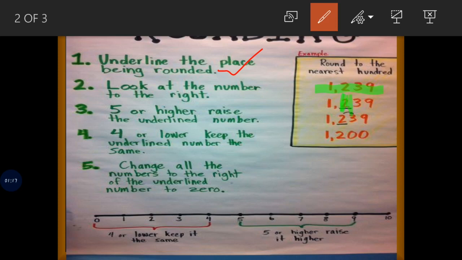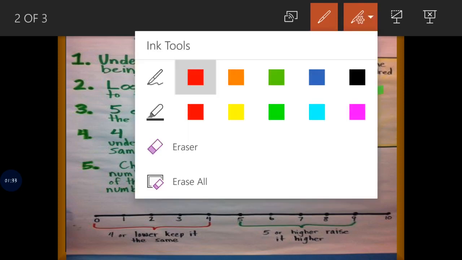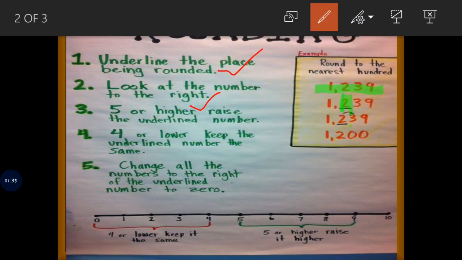You have to decide which place you are going to round off. Then the next rule is look at the number to the right. So whatever number is present right to the rounded off number. Here the rounded off number is 2. So right to the number 2, that is number 3. After 2, 3 is there. So if the digit is 5 or higher than that, it may be 5, 6, 7, 8, 9, whatever.